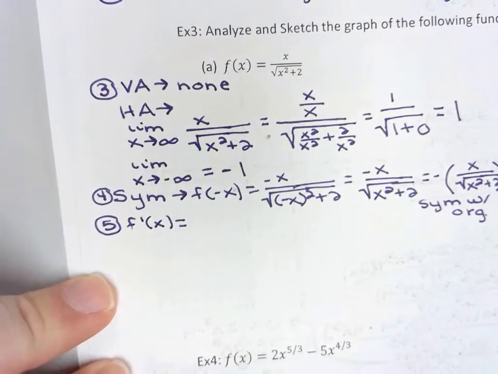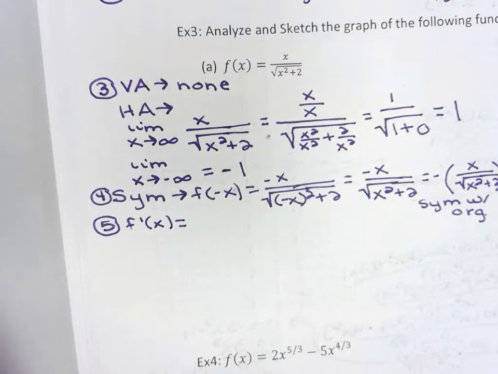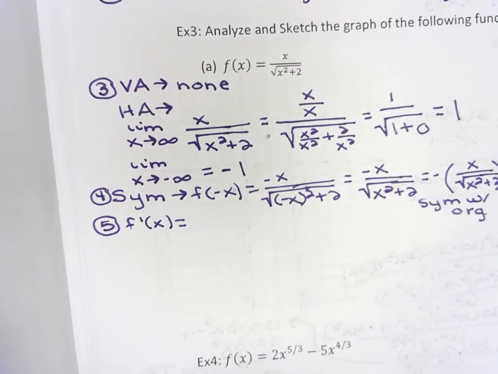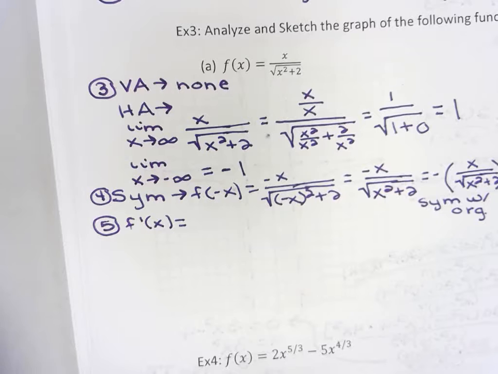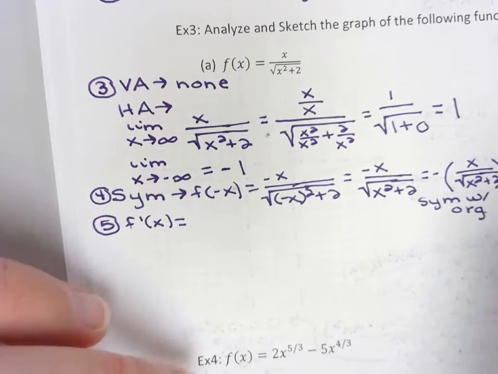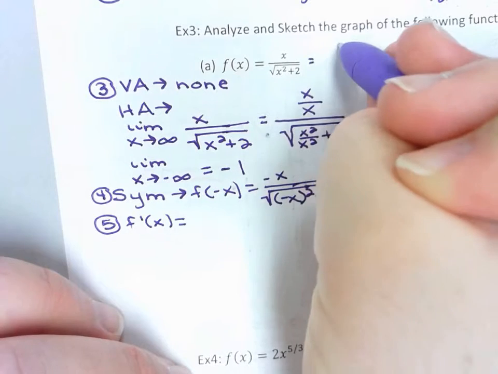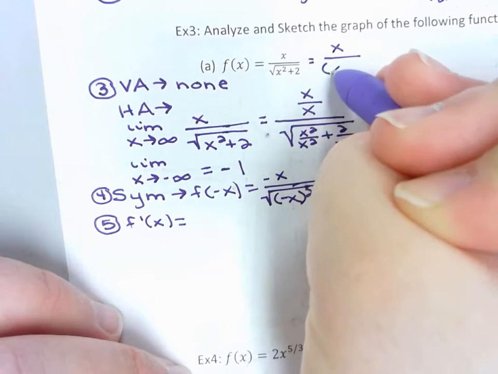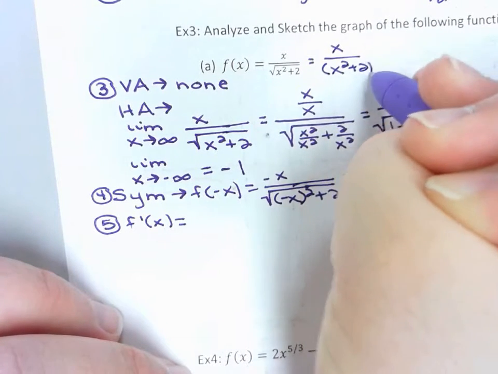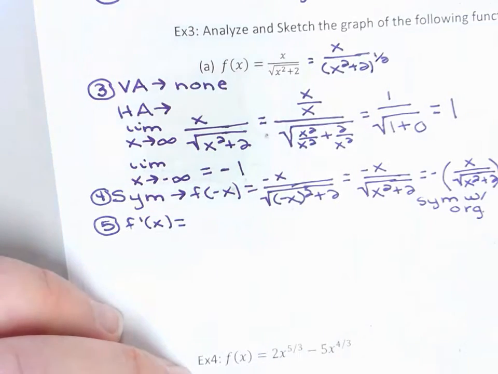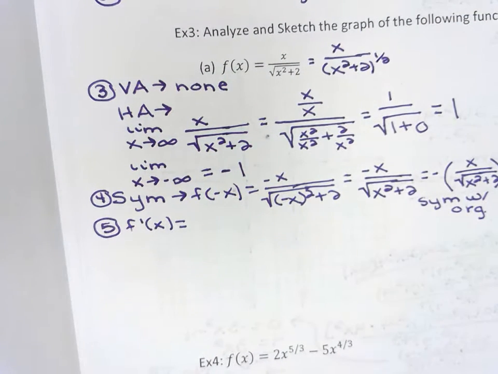If I try to take the first derivative, we're going to have to do quotient rule. You could manipulate it and do the product rule. I'm just going to keep it and do the quotient rule. So x over (x squared plus 2) to the 1/2. I'm going to rewrite the square root to the 1/2 power. And then let's go ahead and take the quotient rule and set it equal to 0.